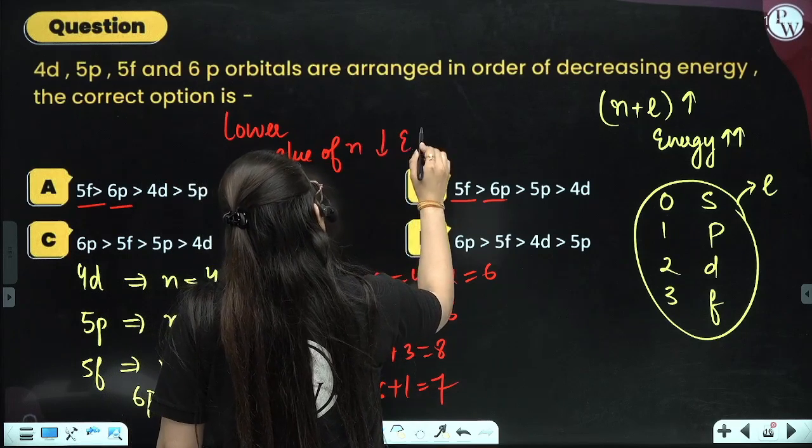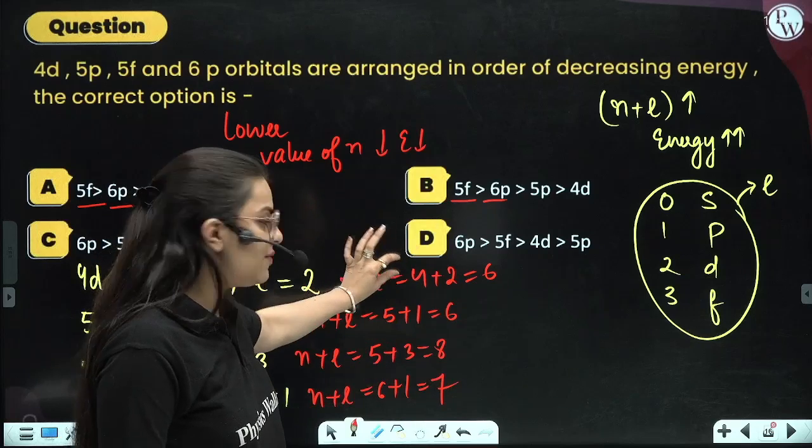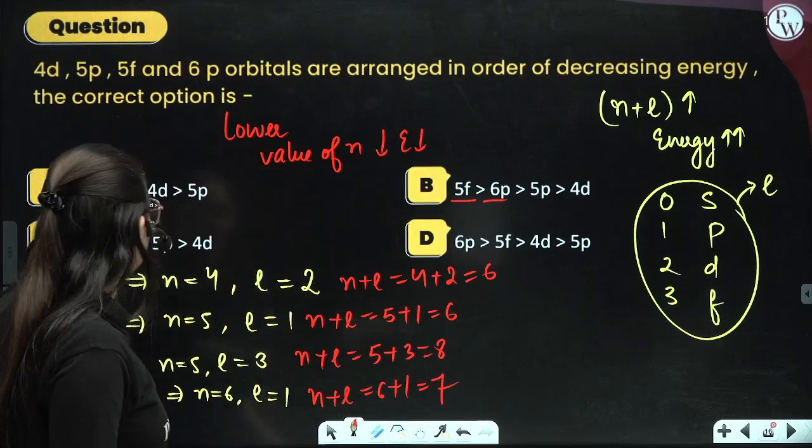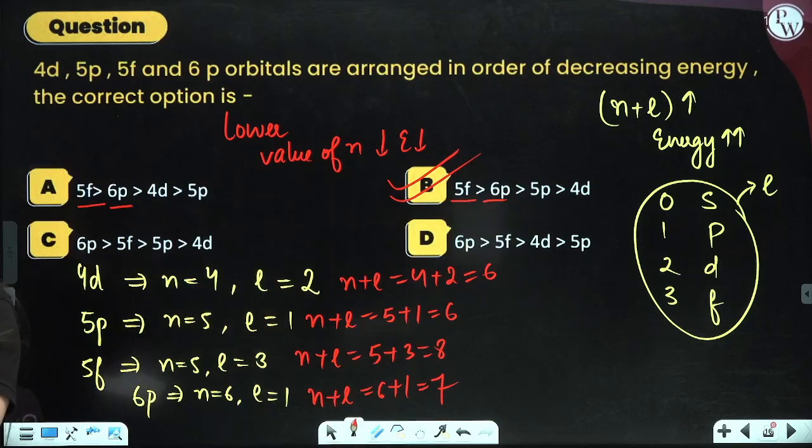Lower n means lower energy. In both of these cases, the n value here is 5, here is 4. Here the n value is low, so it will have low energy. That means after this 5p will come, and then 4d. That means option number B is going to be the correct answer.